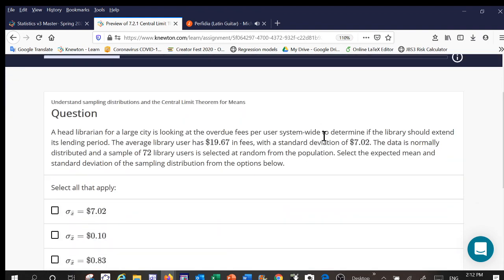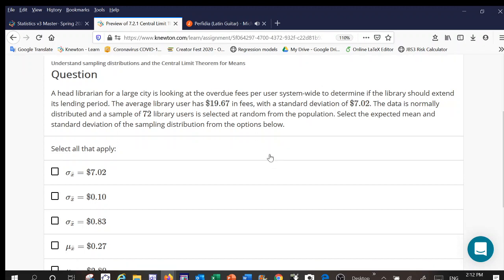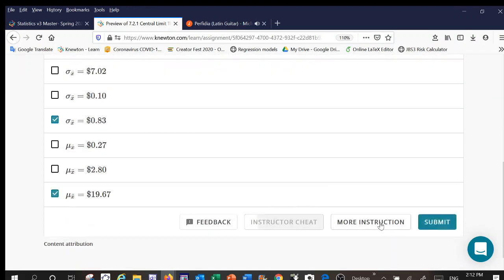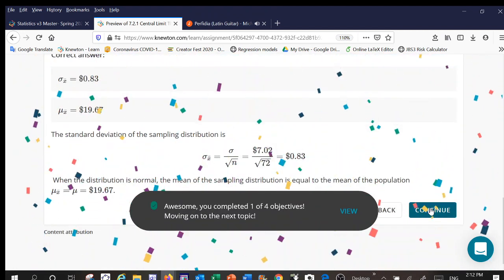Let's do another one. If it's similar, we want to move on to do something more interesting. Select the expected mean and standard deviation of the sampling distribution. This is similar, so I'm just going to move on. Oh, celebrated already.